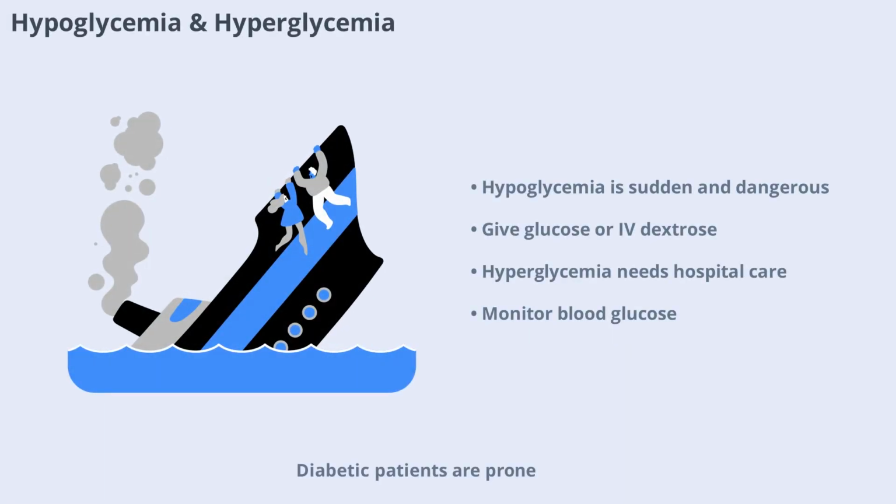Diabetic patients are prone to hypoglycemic and hyperglycemic emergencies, especially in dental clinics. Hypoglycemia is sudden and dangerous, causing confusion, headache, and possible loss of consciousness. Hyperglycemia develops slowly and rarely causes acute loss of consciousness. Hypoglycemic patients have cold, wet skin and may have high blood pressure, while hyperglycemic patients show flushed, dry skin and low blood pressure.